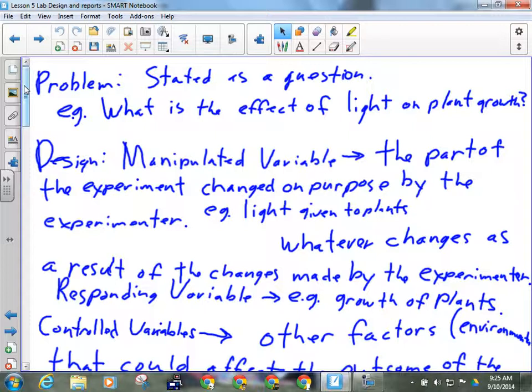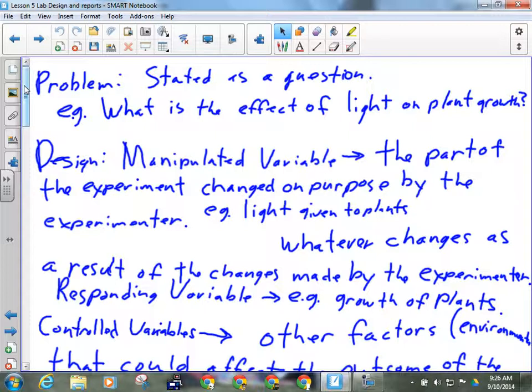So once I have this problem, even before I develop a hypothesis, I should be thinking about what I would need to do to test this. And so what I would probably do is think up maybe a way to have a few plants that all got different amounts of sunlight. Would that probably tell me what the effect of sunlight on plant growth is? Right?